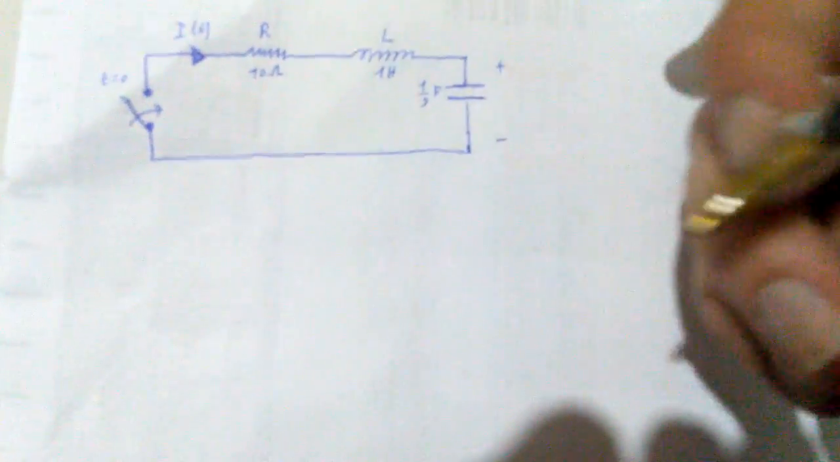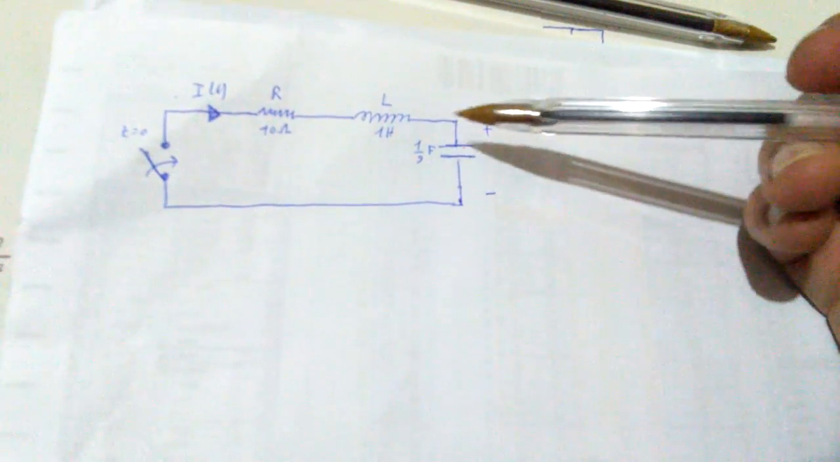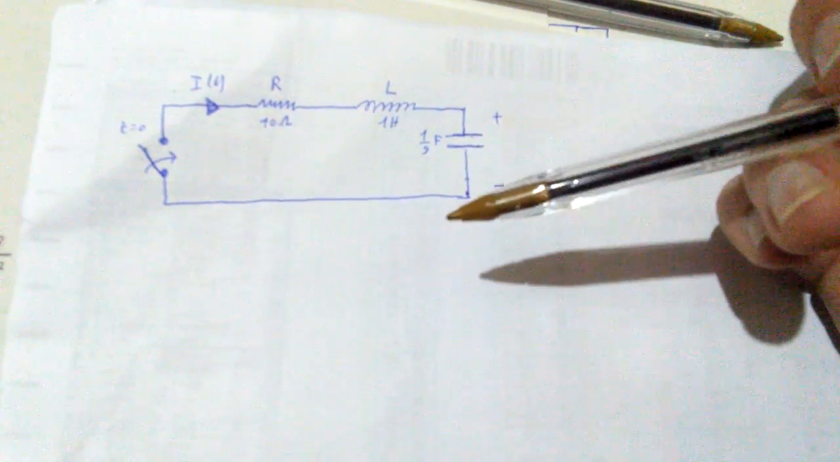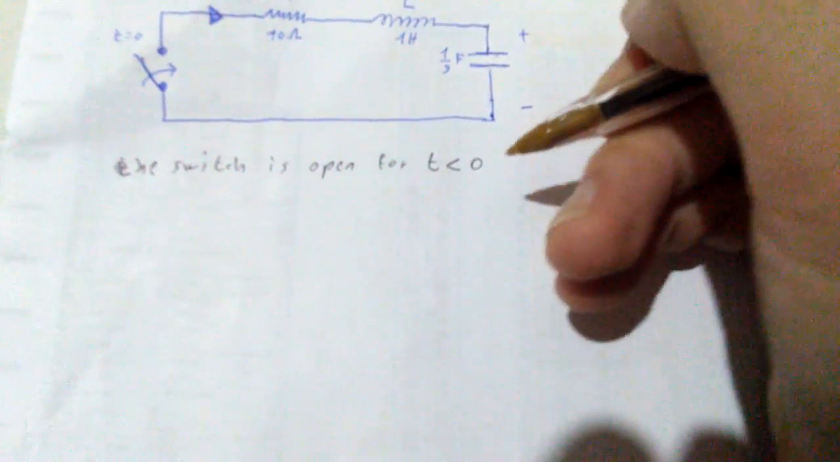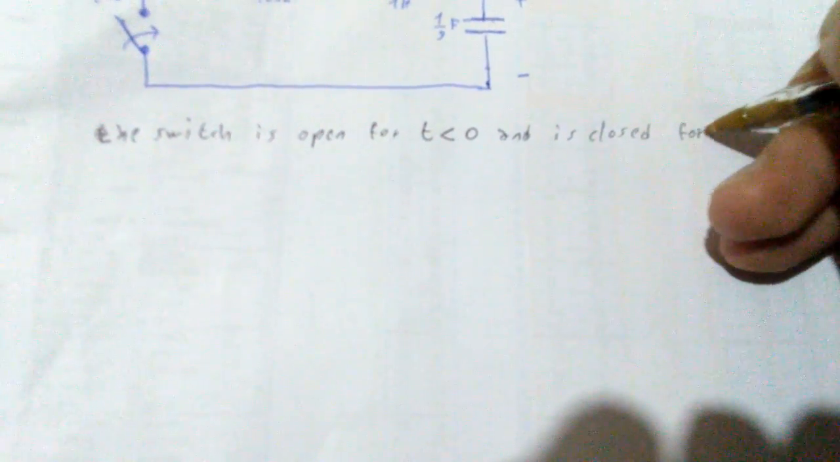Okay, so basically what it's saying is that in the circuit the switch is open for t. Let's write it down. So the switch is open for t less than 0 and is closed for t equals 0.